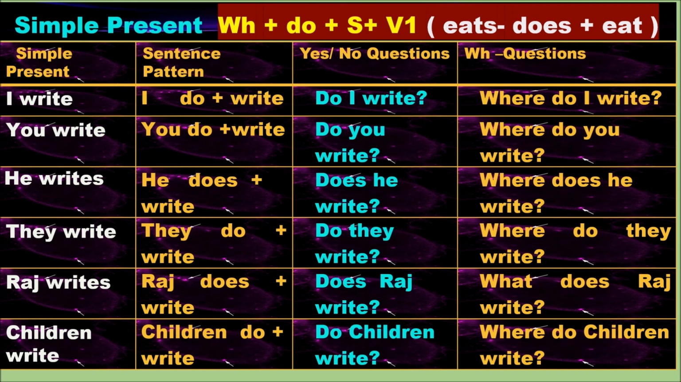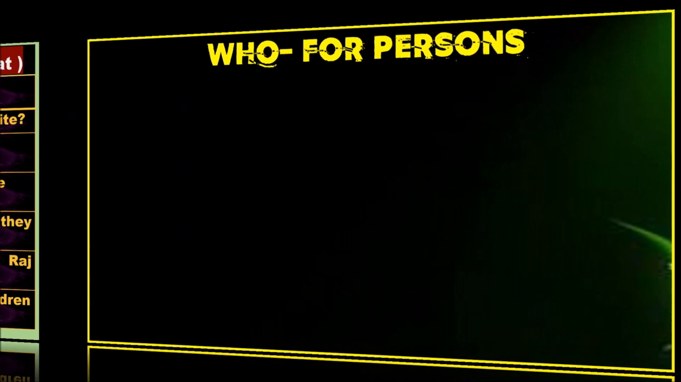You write. So you do plus write. Do you write? Where do you write? He writes. This is the area where we are talking. He writes means you have to divide that into does plus write. So the question would be very clear. Does he write?